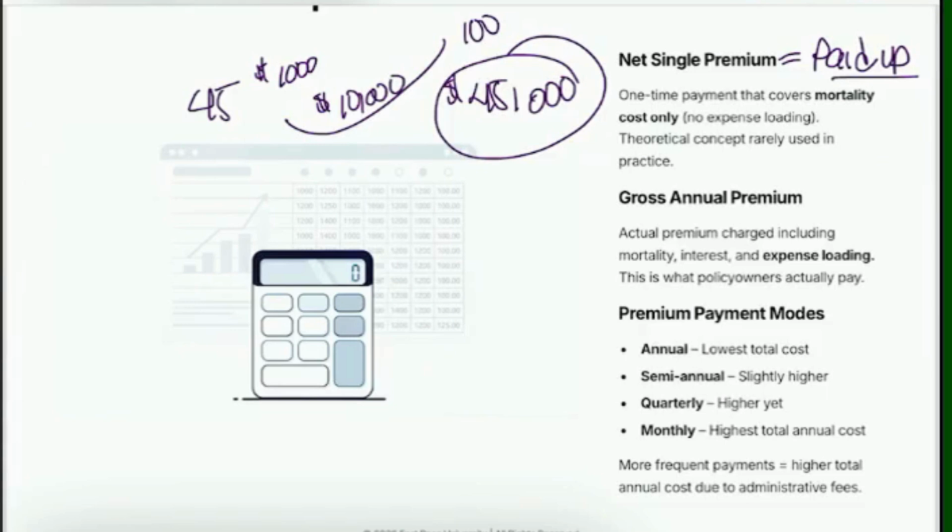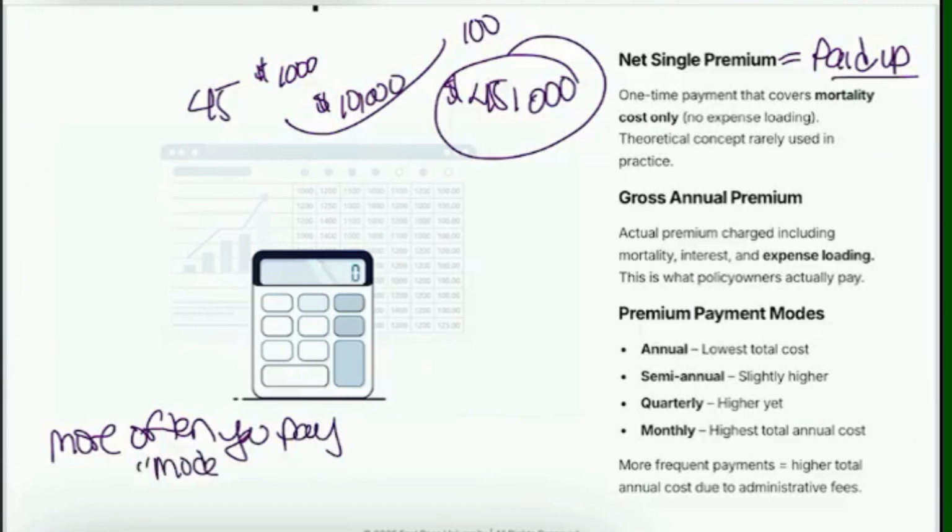Gross annual premium is the actual premium charged, including mortality, interest, and expense loading. This is what the policy owners actually pay. So the more often you pay, the more often your mode of premium, the higher the cost because of their fees, administration fees.